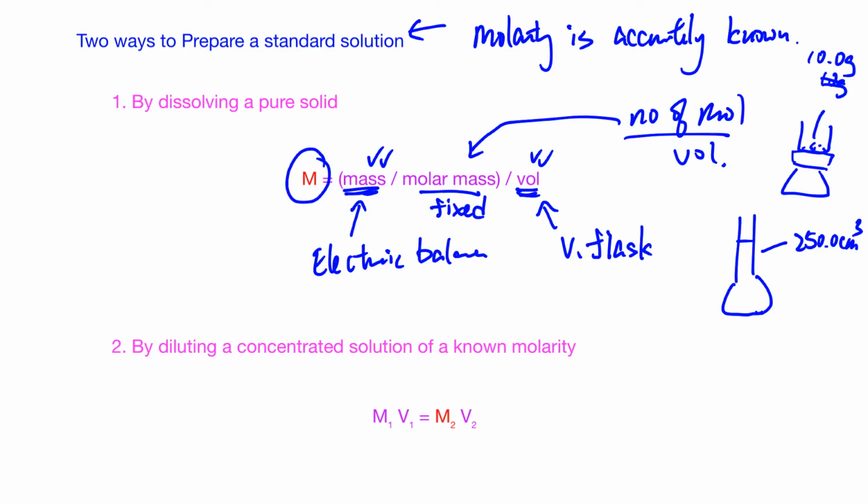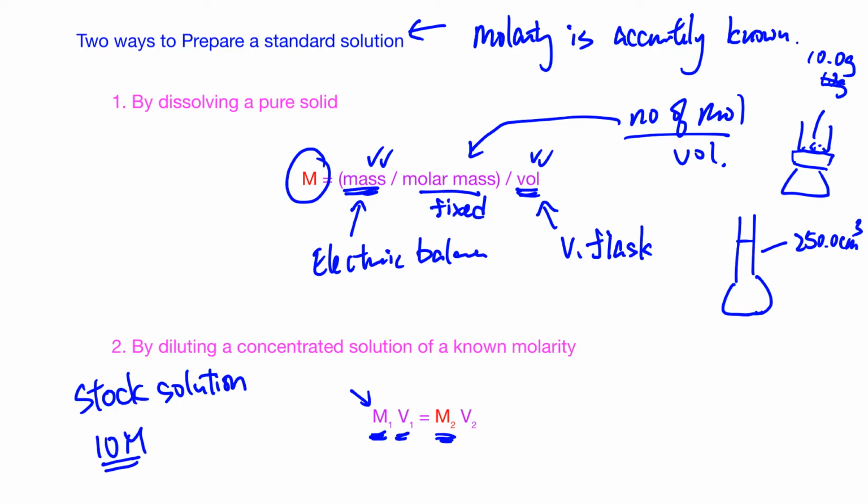The second way that we can do is by diluting a concentrated solution of a known molarity. Again, if we want to find the molarity of M2, we need to know M1, the molarity of the original solution. If we buy it from a chemical store, they will tell you the molarity accurately. Say for example, the stock solution. Stock solution means we buy it from the chemical store and put it in stock.